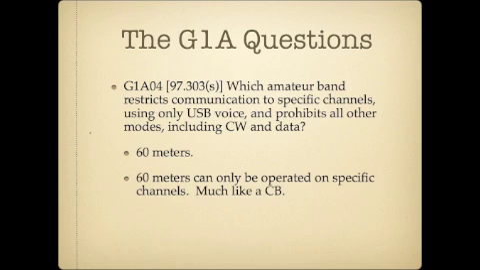Which amateur band restricts communication to specific channels using only USB voice and prohibits all other modes including CW and data? The answer to this is 60 meters. And 60 meters is kind of a new addition to amateur radio. It works kind of like CB, where there's channels that you're allowed to use, and there's certain restrictions on those channels. And CW, which is usually allowed on all bands, is not allowed on 60 meters. So 60 meters is the answer.